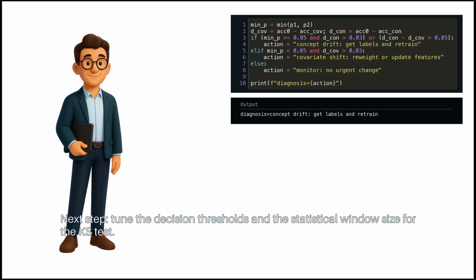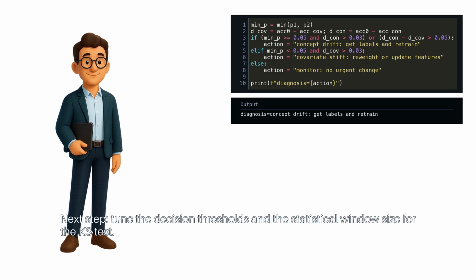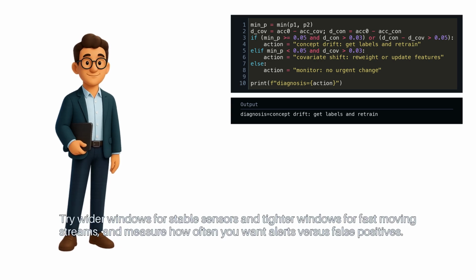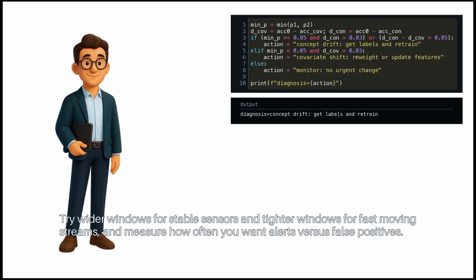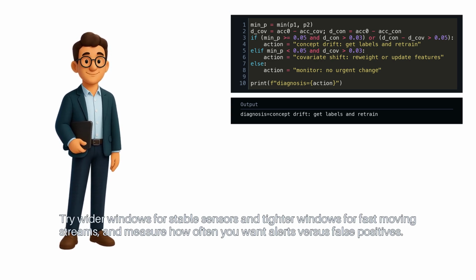Next step: tune the decision thresholds and the statistical window size for the KS test. Try wider windows for stable sensors and tighter windows for fast-moving streams, and measure how often you want alerts versus false positives.